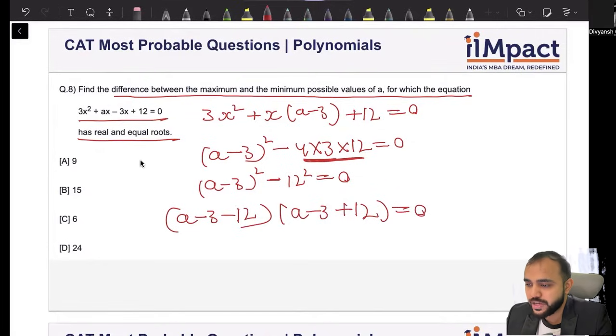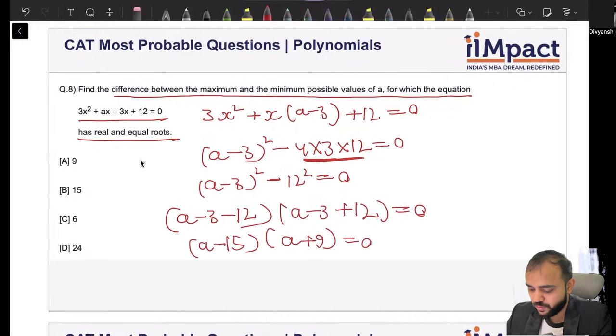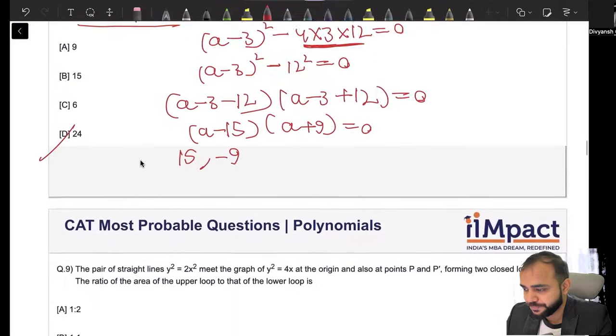So I basically used x square minus y square is equal to (x plus y) into (x minus y). So this gives me (a minus 15) into (a plus 9) is equal to 0. So the values that I am getting for a are 15 and minus 9. So the difference between 15 and minus 9 will be 15 minus minus 9, which is 24. So the answer for question number 8 is D.